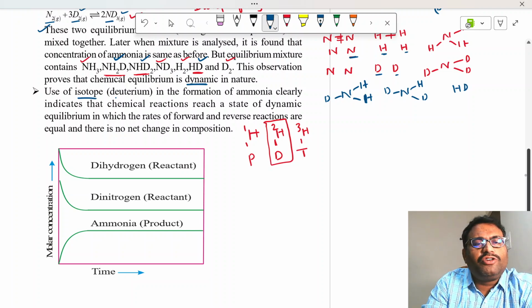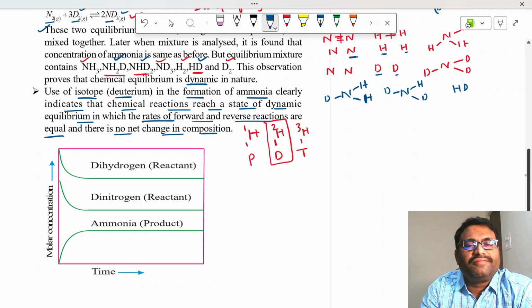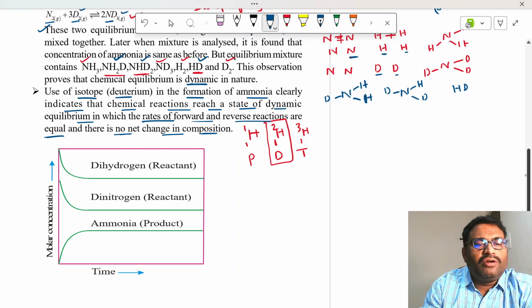So the use of isotope deuterium in the formation of ammonia clearly indicates that chemical reactions reach a state of dynamic equilibrium, in which the rate of forward and reverse reaction are equal and there is no net change in the composition. Okay, so let us see. On the y-axis, what is taken? Molar concentration. Concentration is taken, whether it is reactant or product.